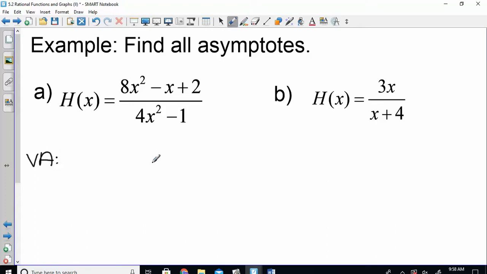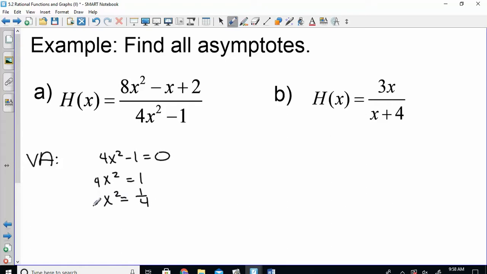So how would I get my vertical asymptote? Set the denominator equal to 0. With the domain, we're always saying x can't be those, but for the vertical asymptote, it's saying when does x equal those things. So you would have to add over your 1, divide by 4.